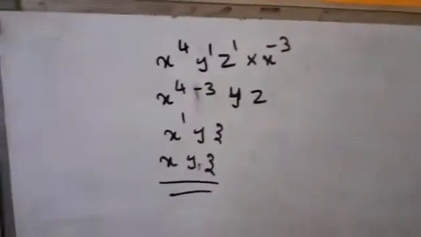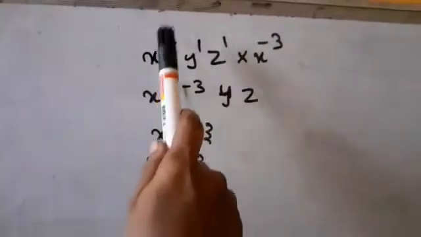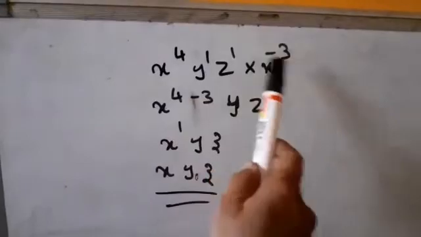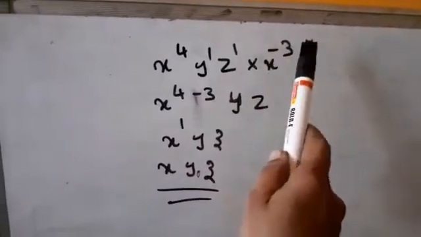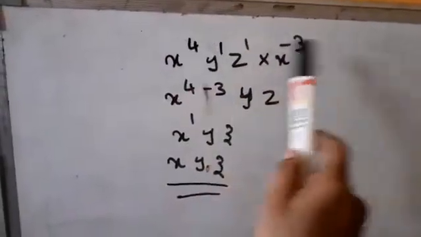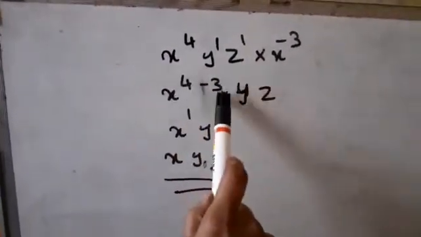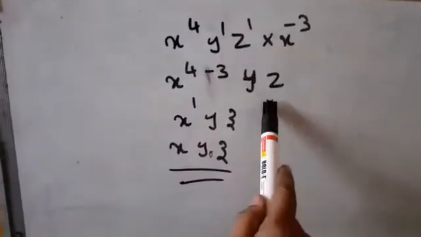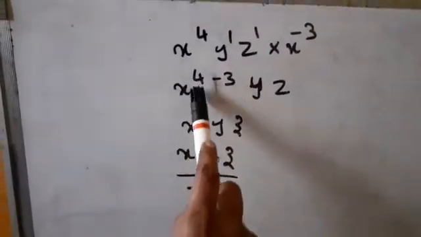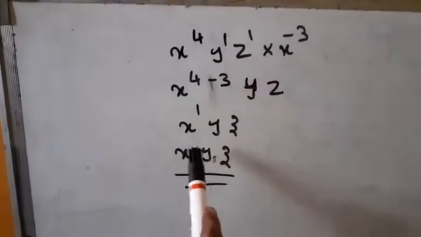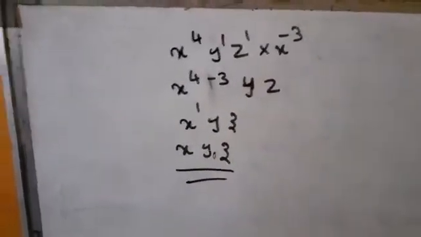So next, x to the power of 4 into y to the power of 1 into z to the power of 1 into x to the power of minus 3. See next, the x base is the same, so powers are added: x to the power of 4 minus 3, y to the power of 1 means y, z to the power of 1 means z. Now again, x to the power of 4 minus 3 is 1, so x to the power of 1 means x. So xyz is the answer.